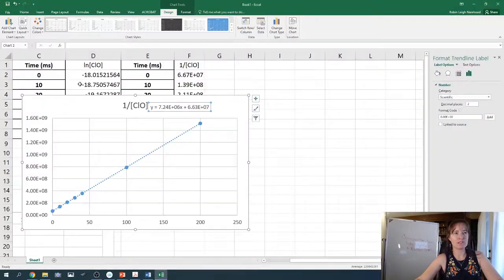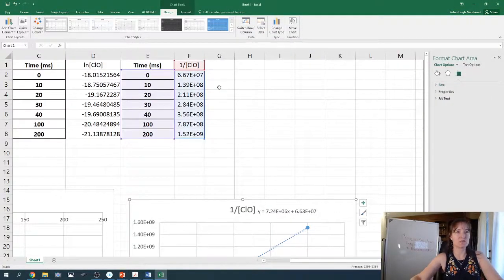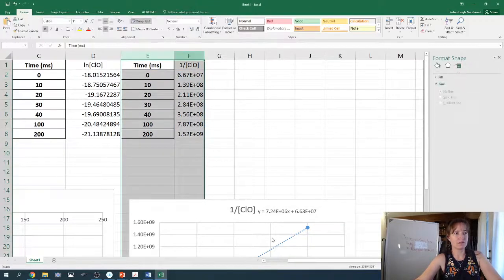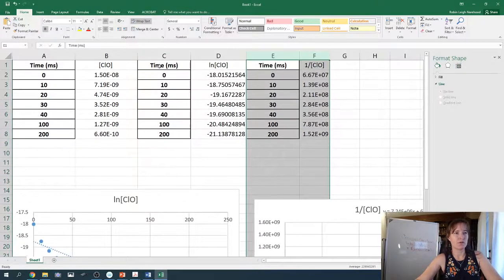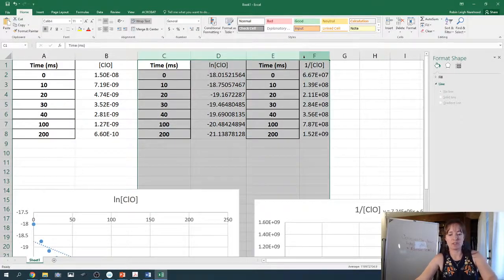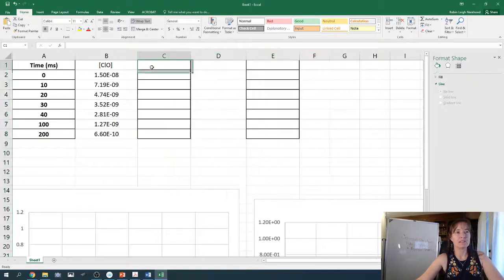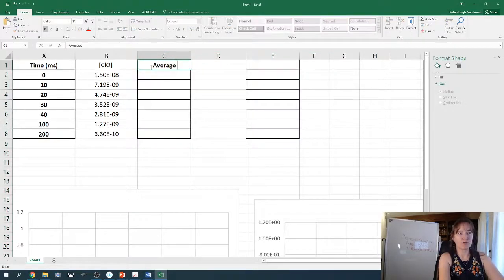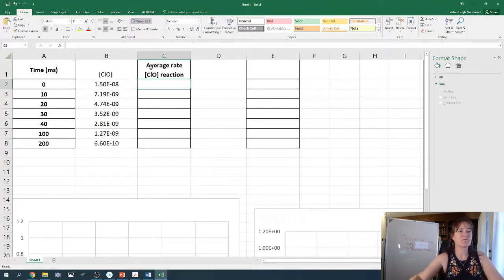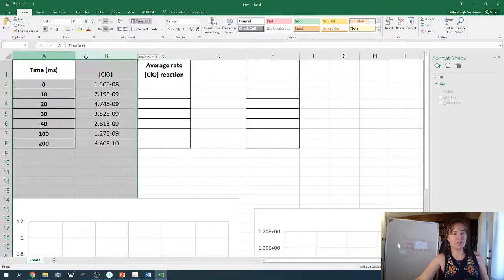One other thing that you can use Excel to do, we have this data here, so you might as well. I'm going to delete all of the new data so that it's out of the way. You can also have Excel do anything that is mathematical. And so if we want to calculate the average rate of the ClO reaction, then average rate is your change in concentration over your change in time.